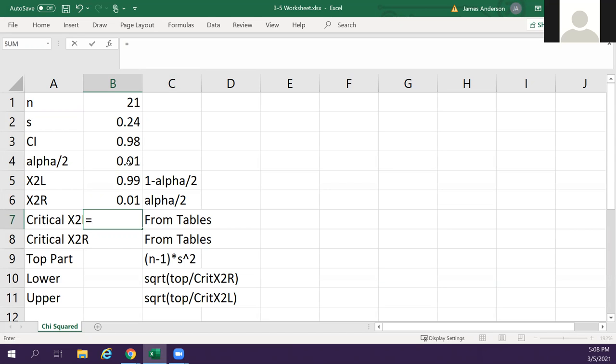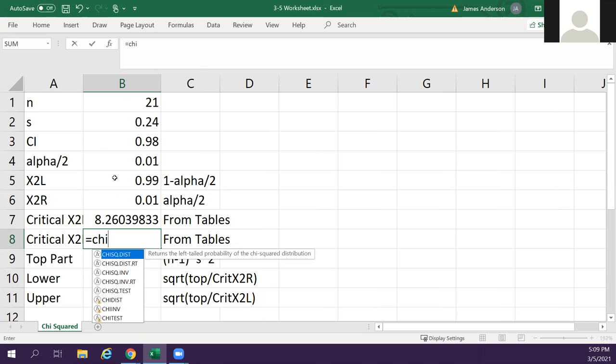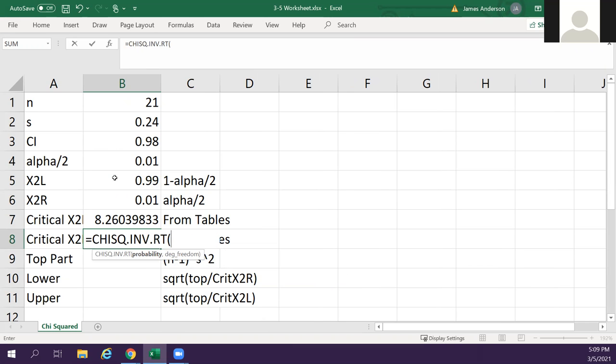So I use chi squared dot inv dot right, and this one uses the left, and it uses degrees of freedom, which is B1 minus 1, comma, which would give us our critical value. Then the other one is the same thing: chi squared inv dot right of this, and then our B1 minus 1. Make sure they're right. Okay, that's our critical chi-squared values.